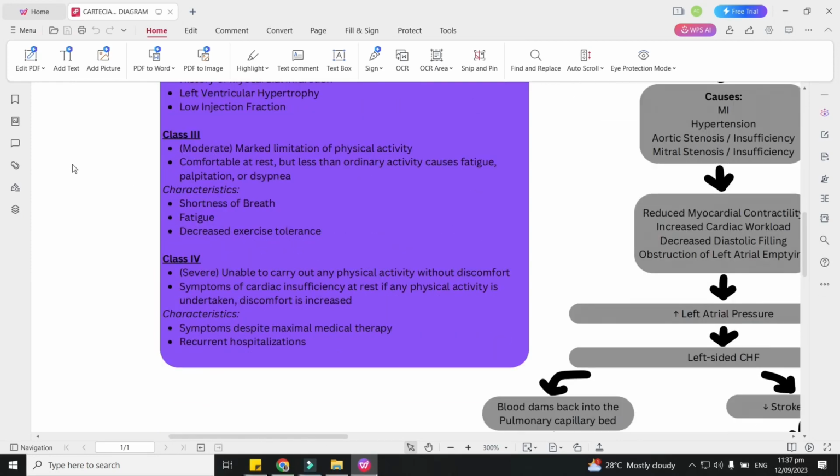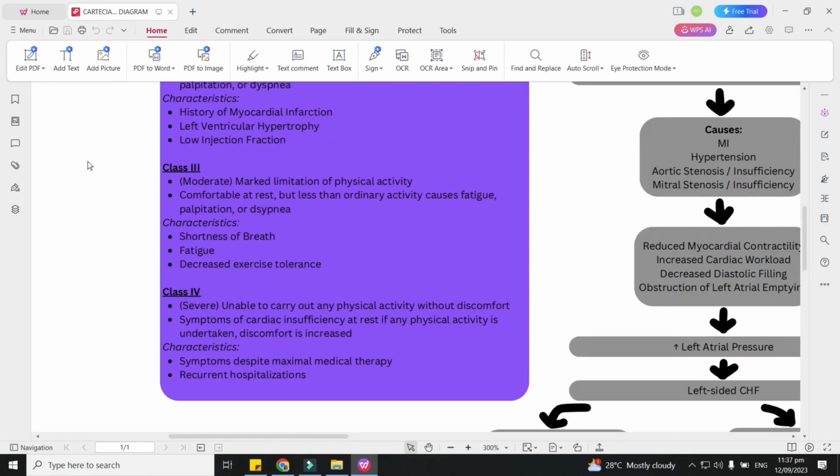Class 3, or moderate, is marked by marked limitation of physical activity. This is where our patient might be comfortable at rest, but less than ordinary activity causes fatigue, palpitation, or dyspnea. The characteristics: shortness of breath, fatigue, decreased exercise tolerance. And this is where our patient comes in. As we could remember in the given case scenario, our patient was diagnosed with class 3 congestive heart failure.